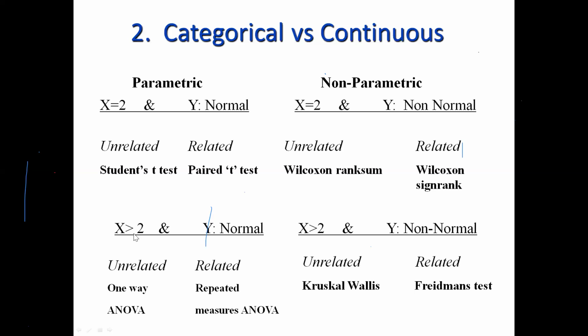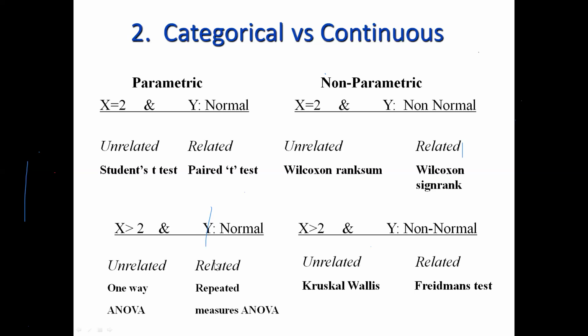So if you have more than two groups and you want to test the difference in a continuous variable, then if the groups are unrelated, like drug A, drug B, drug C, these are not related with each other, then you will use one way ANOVA.